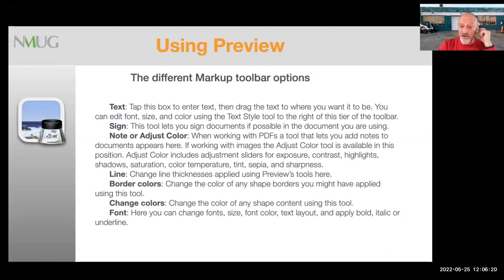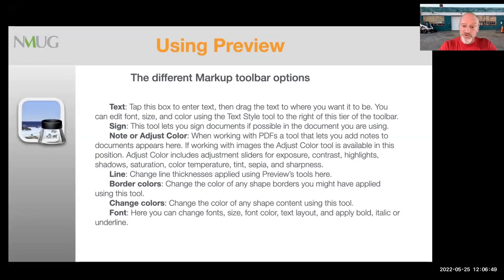So adjusting color. Again, I'll show you an example of this in a moment, but the color has different adjustment sliders for exposure, contrast, shadow, saturation, color, temperature, making a picture sepia or black and white, sharpness, tint. There's a line tool where you can change the line thickness of a box or a rectangle or a square or a triangle, a shape that you put in. You can change border colors. You can change the color of the shape.